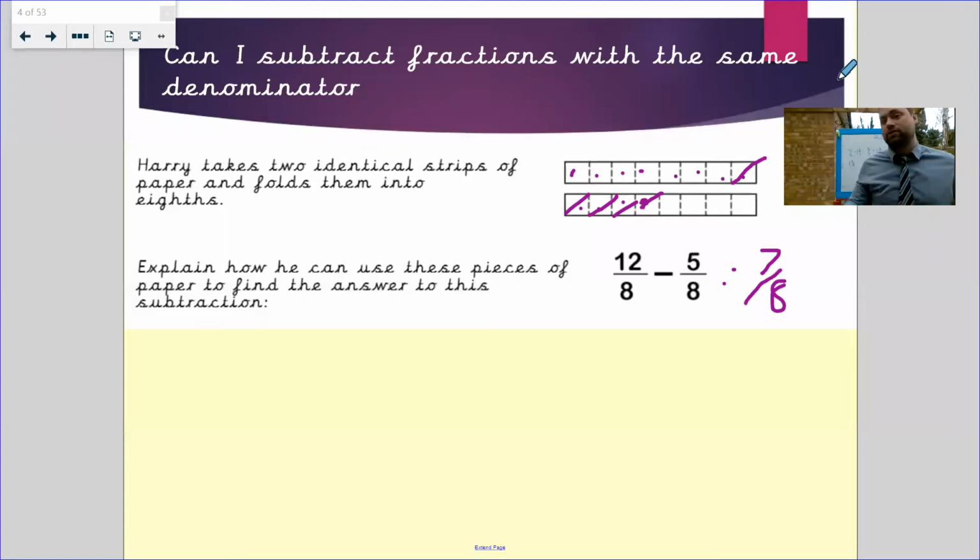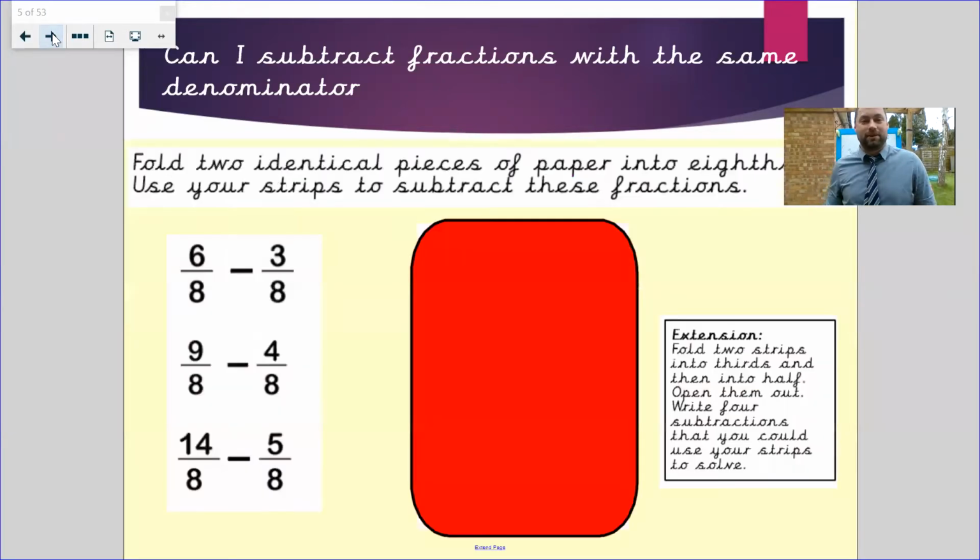So you can see there how you could use bits of paper, you could cut the strips off, or you can just colour them out. So there we go. And if you use a pencil, you can always rub it out and reuse the strips of paper again. So that's how you would subtract fractions using a piece of paper.